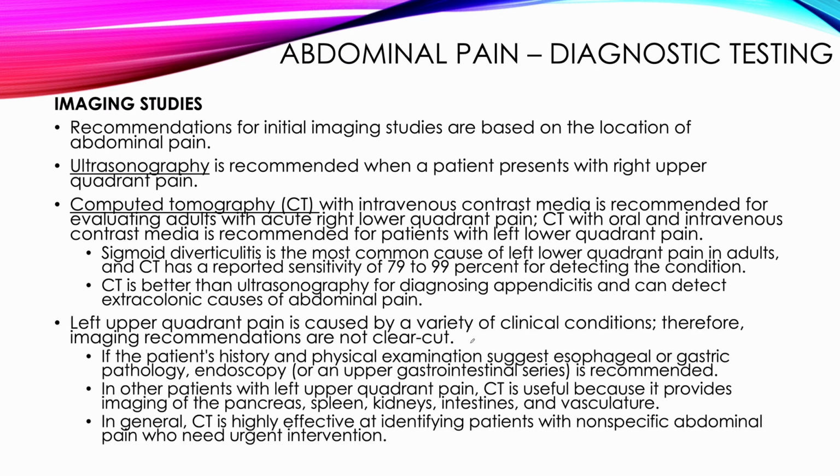The left upper quadrant is kind of this no man's land. It's hard to decide what imaging to get for the left upper quadrant. If you're thinking it could be some sort of peptic ulcer disease, we would first, of course, if they have peritoneal signs, get upright films to look for free air under the diaphragm.